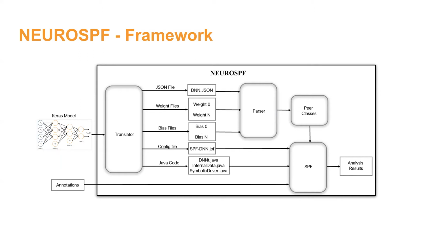Weights and biases files contain the weights and biases for each layer. The config file specifies the configuration settings for SPF. The last set of files is the Java code. The user also has the option to run this Java code if they do not want to run SPF or symbolic execution. The weights and biases files are read using peer classes for efficient symbolic execution. Once read, these are input to SPF along with the Java code and the config file.